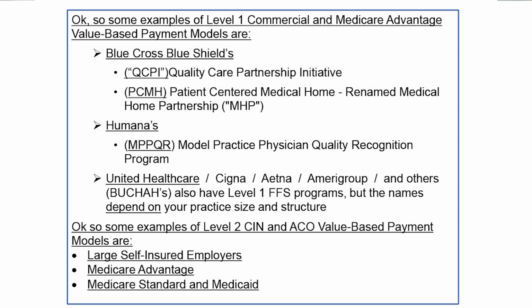Okay, so some examples of level 1 commercial or Medicare value-based payment models would be Blue Cross Blue Shield's QCPI, that's Quality Care Partnership Initiative, or their PCMH, their Patient Centered Medical Home. Now they've renamed that one the Medical Home Partnership, MHP. Humana also has a level 1 value-based program called the MPPQR. That's the Model Practice Physician Quality Recognition Program. And of course, the other commercial payers like United Healthcare, Cigna, Aetna, Amerigroup, and others also have level 1 fee-for-service programs that offer additional payments for value-based care, but theirs generally depend on your practice size and your structure.